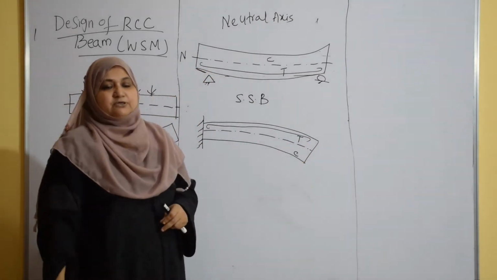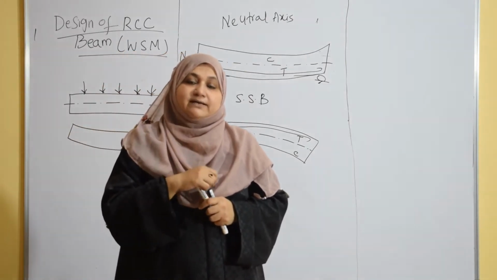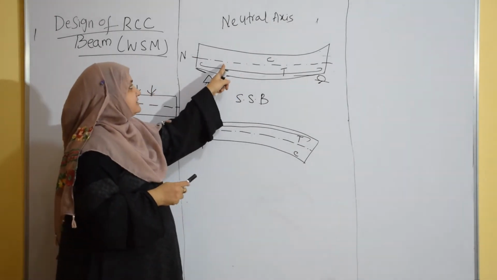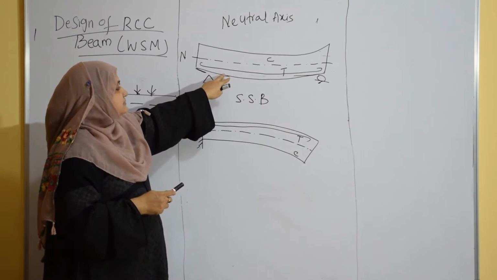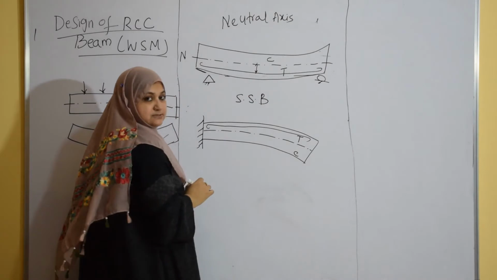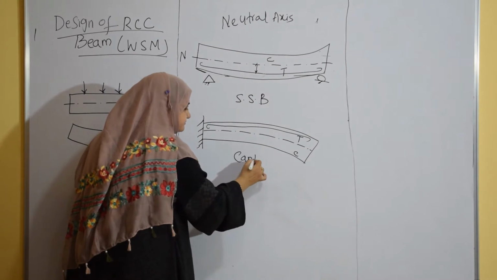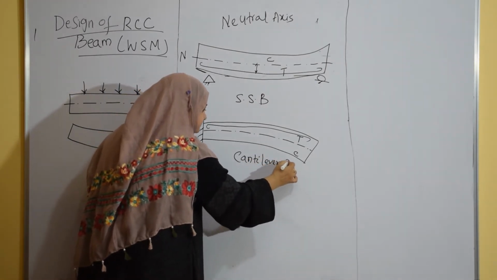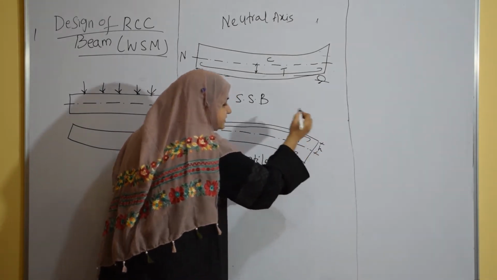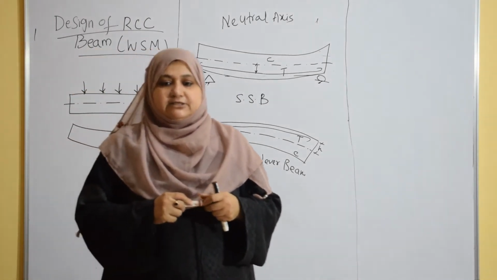So whether it is simply supported or whether it is cantilever, we are going to provide steel in the tension zone. In the case of the first simply supported beam, the steel is provided at some depth from the neutral axis. Similarly, in the cantilever beam, we are also providing steel in the tension zone at some height above the neutral axis.